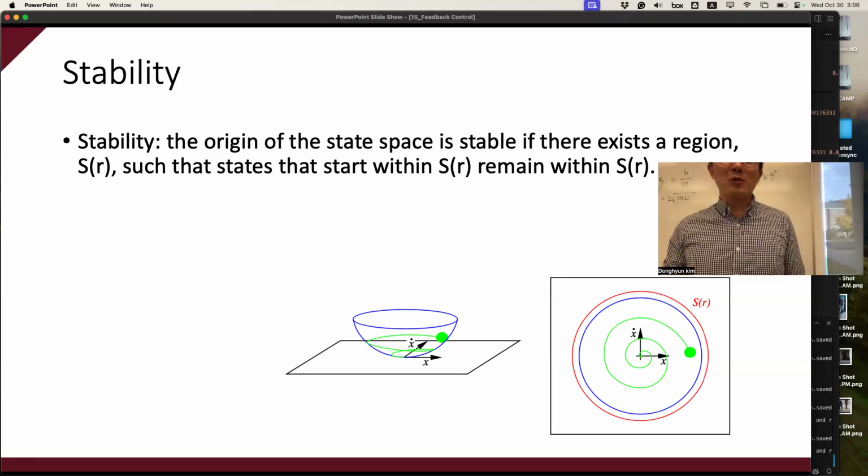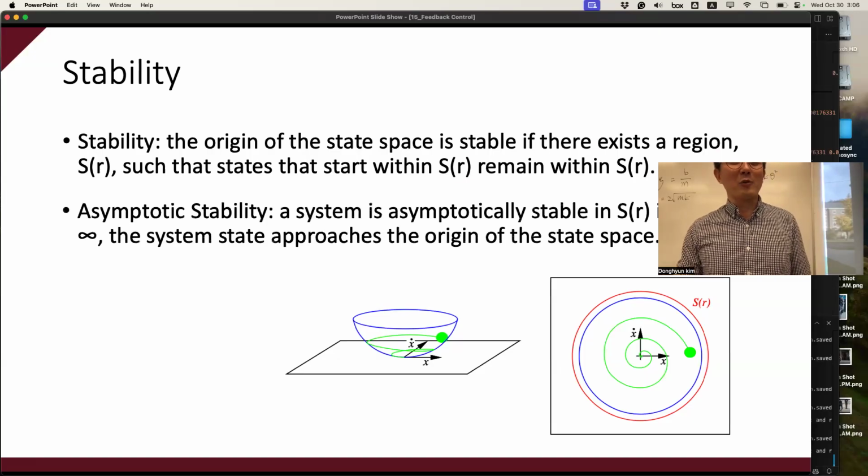So for those of you who don't like this stability definition, we prepared another one, which is asymptotic stability. Asymptotic stability means that if you watch the system for long enough, infinitely long, then the state approaches the origin. And here the state is position and velocity. It means the system is going to stop eventually. When you visualize this, it's something like this. It started from somewhere, but converged to the origin eventually.